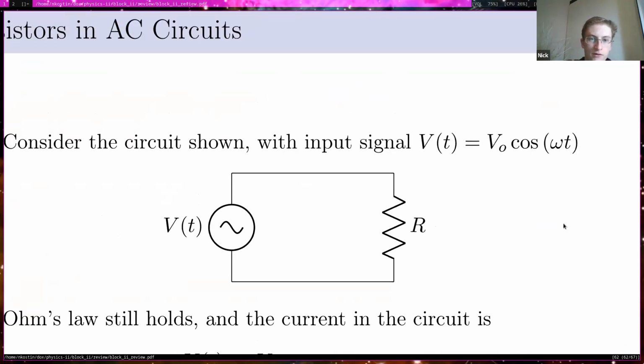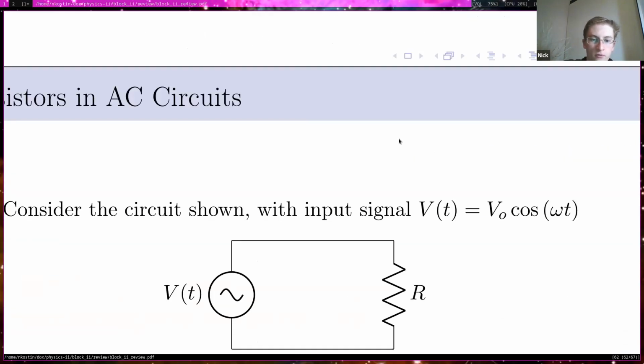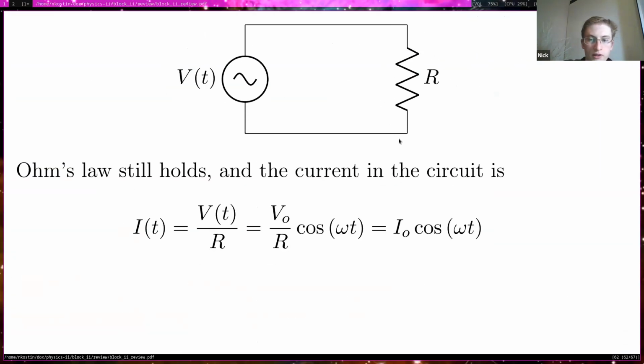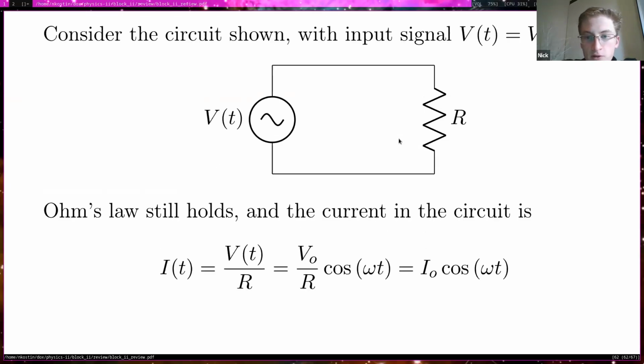Ohm's law still holds. I already wrote down what Ohm's law is going to be right here. And if I wanted to find the current in the circuit, the current is just going to be the voltage in the circuit divided by R. And that voltage function was equal to V naught cosine of omega t. So the current function is going to be V naught over R times cosine of omega t. This quantity V naught over R is going to be the amplitude of the current. So that's going to be I naught.